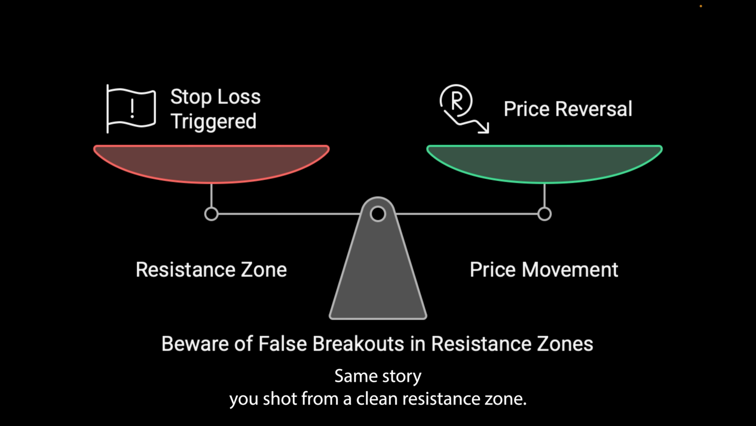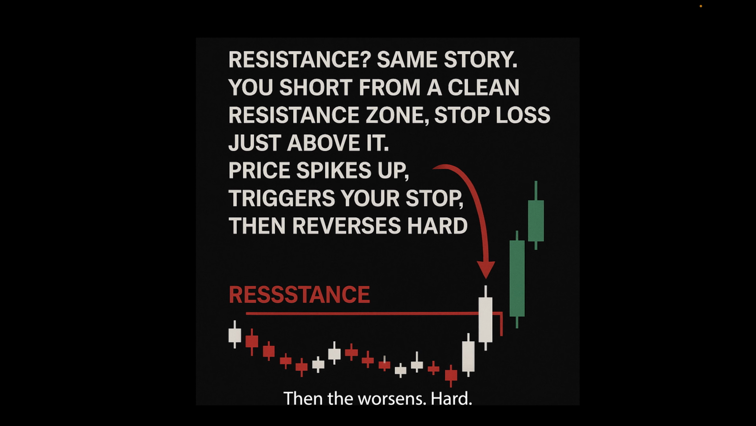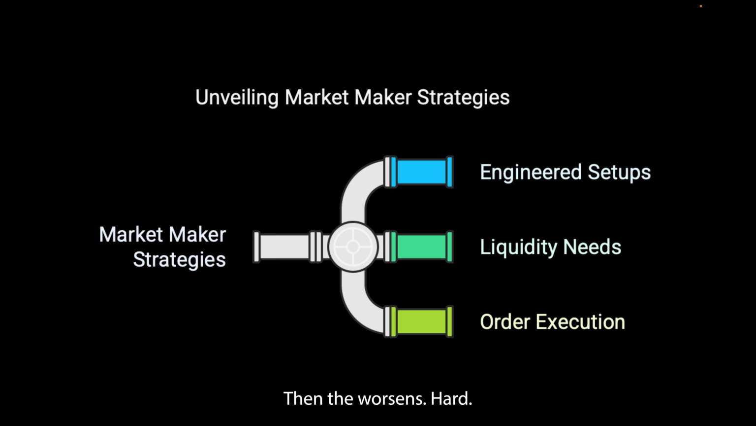Resistance, same story. You short from a clean resistance zone, stop loss just above it. Price spikes up, triggers your stop, then reverses hard. These are not accidents, they are engineered setups.